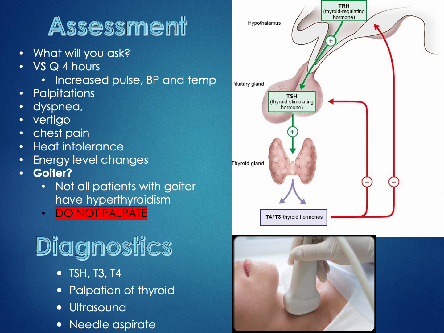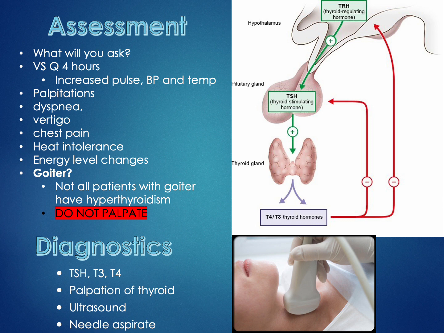Do they have an enlarged thyroid, a goiter? Remember that not all patients with goiters have hyperthyroidism, because maybe they have a goiter because there's excessive stimulation from the TSH because there's low levels of T3 and T4. So sometimes if there's a goiter, then the thyroid function can be hypo, or even normal.